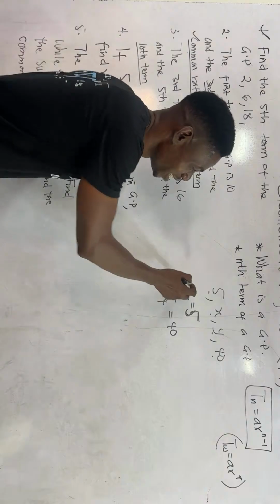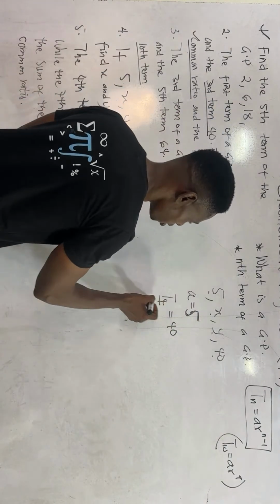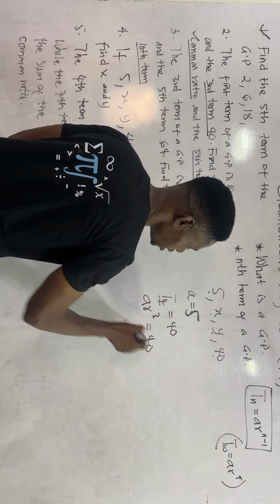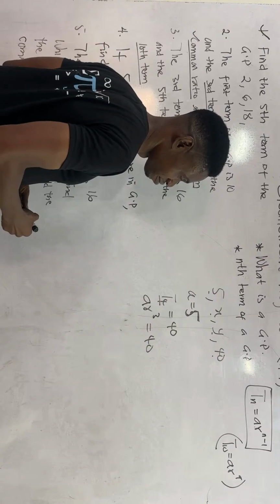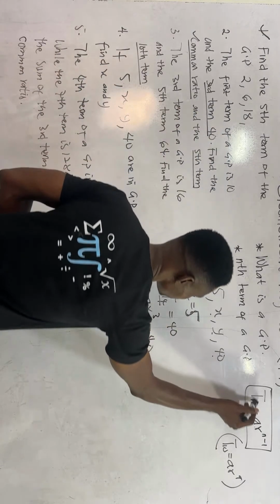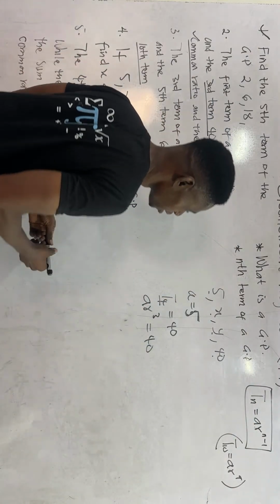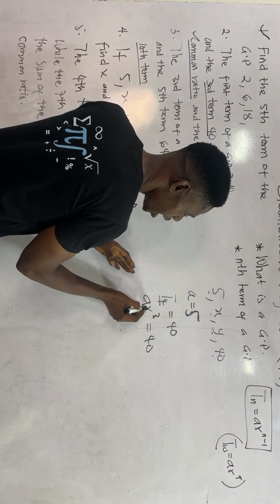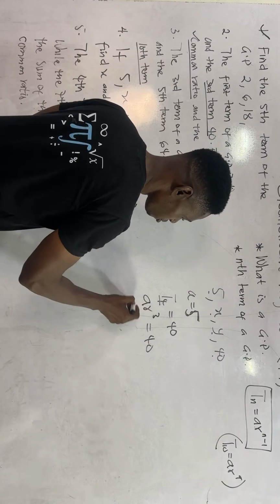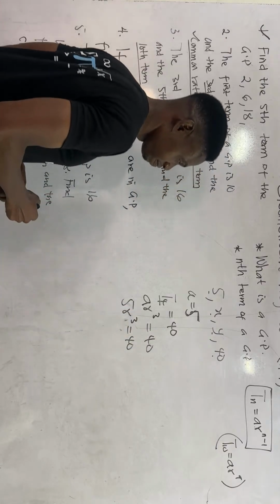So A is 5 and T4 is 40. Now remember, what is T4? AR raised to power 3, right? And it's equal to 40, isn't it? So T4 is AR raised to power 3. We've established that more than enough times now. So now, from the AR raised to power 3, we have A already as 5. So 5R cubed equal to 40.